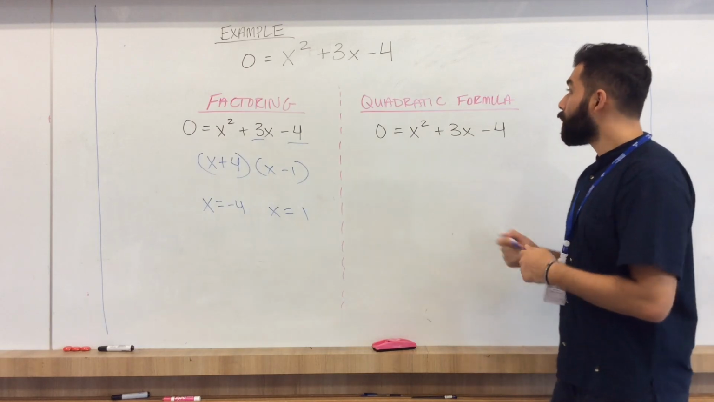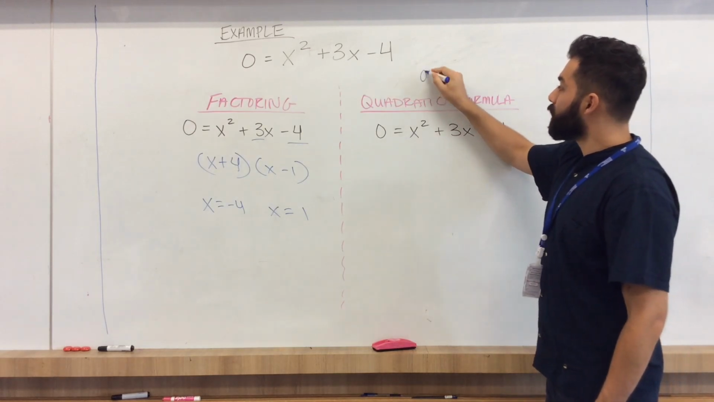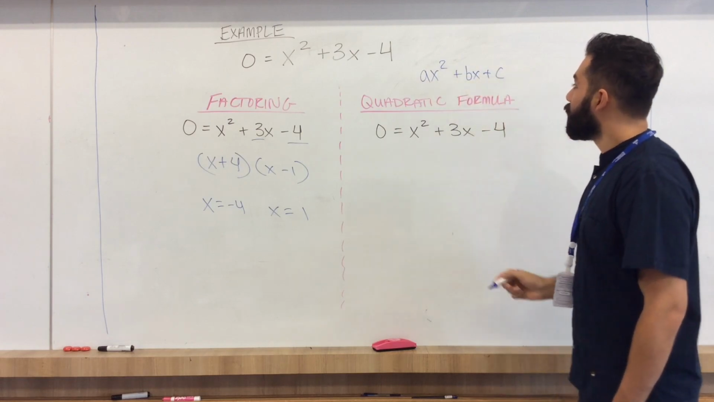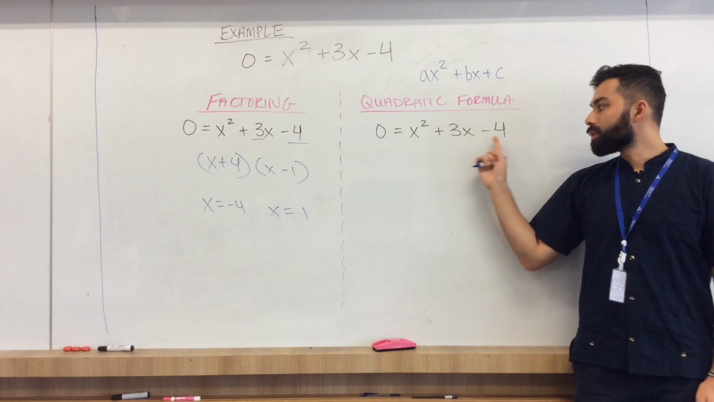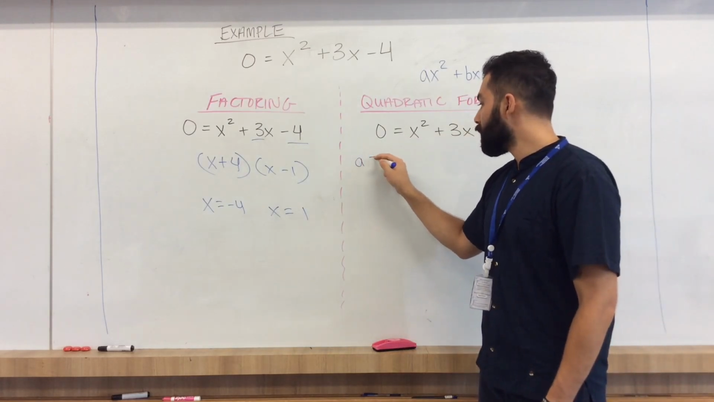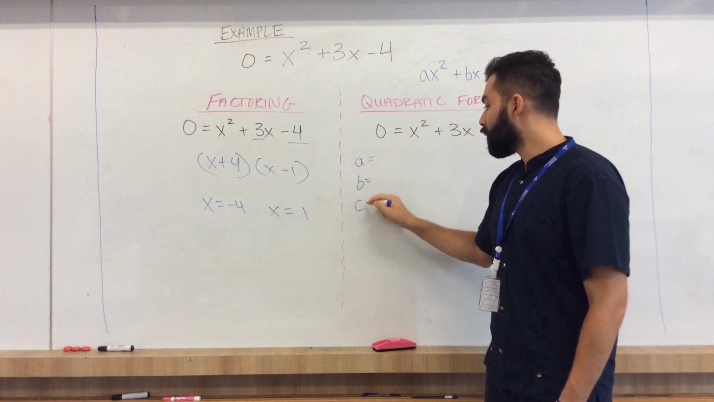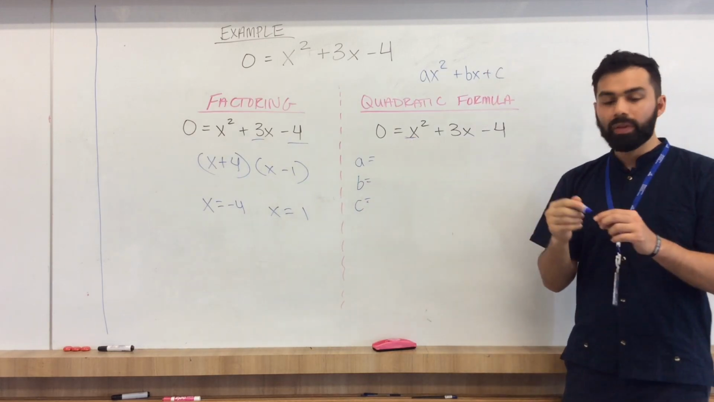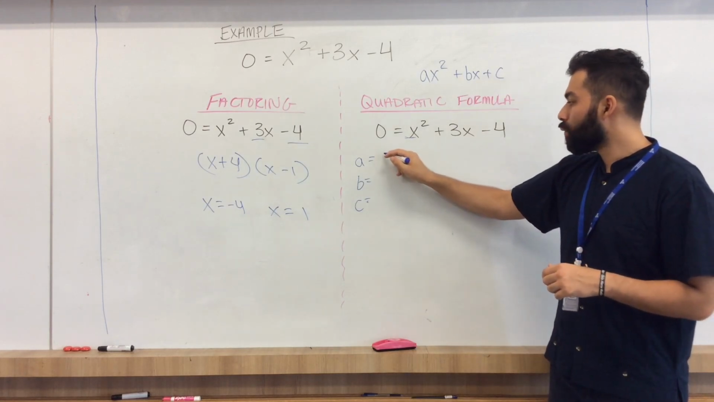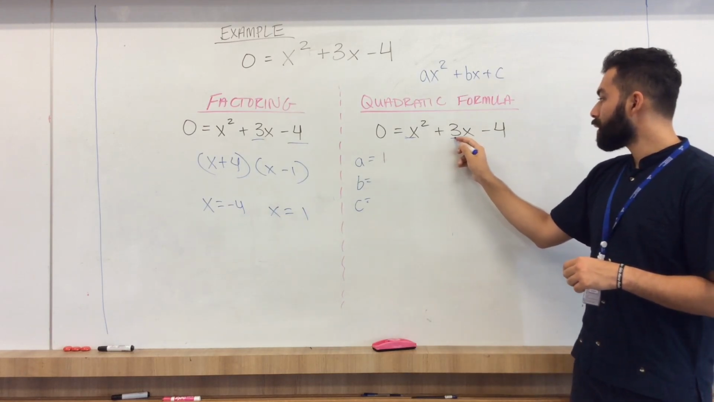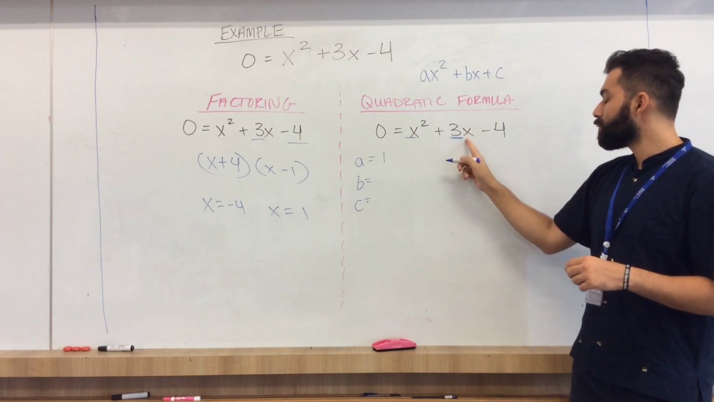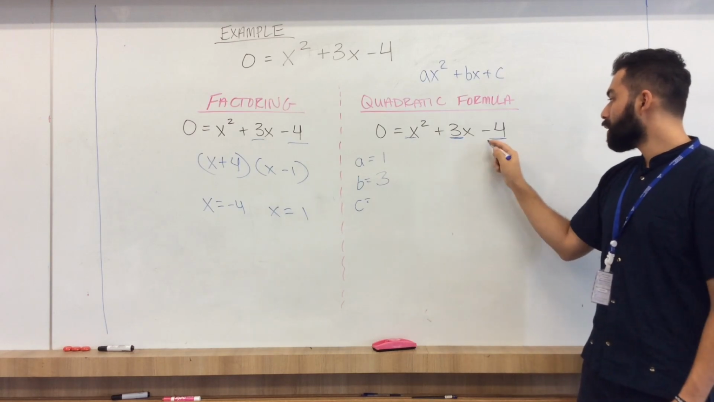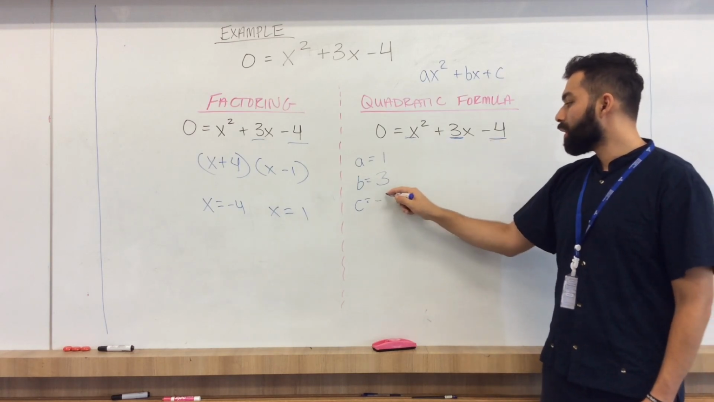So for your quadratic formula, remember how your quadratic equation should be set up. It's always ax squared plus bx plus c. You want to look for your coefficients. So I'm going to write off to the side, what is a, what is b, and what is c? Within this place, what's in front of that x squared? That would be a coefficient of 1. For bx, what's in front of your x in this position? That would be 3. And lastly, for your c position, that would end up being negative 4.